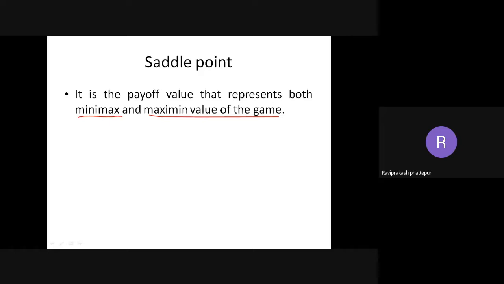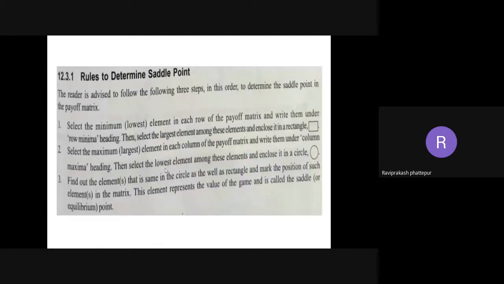So minimax, we are getting the same value, and maximin also we are getting the same value. This is called the saddle point. Now coming to the rules to determine the saddle point. So how are we determining the saddle point? This is very important.